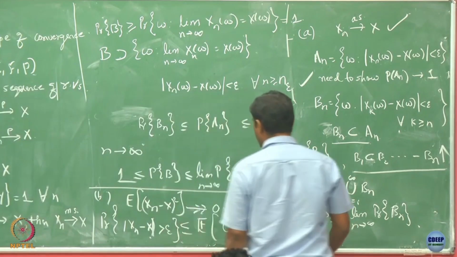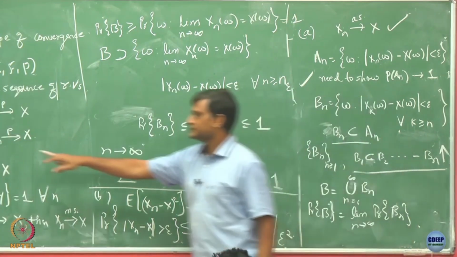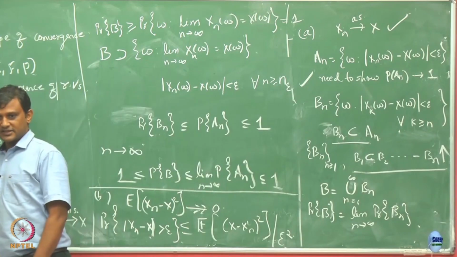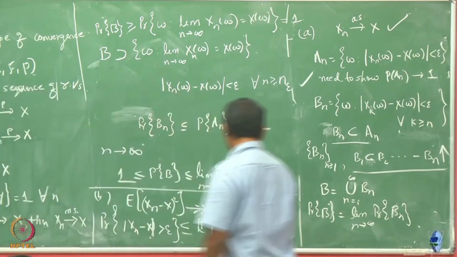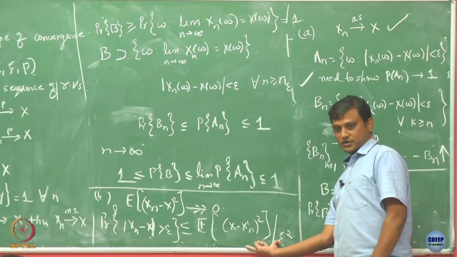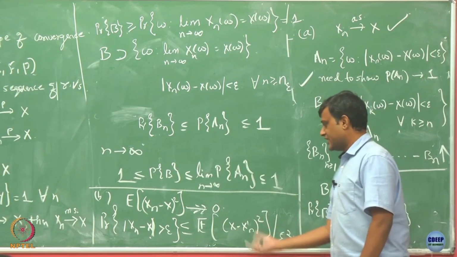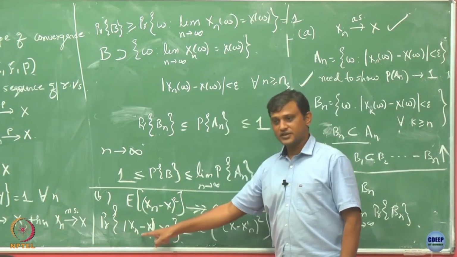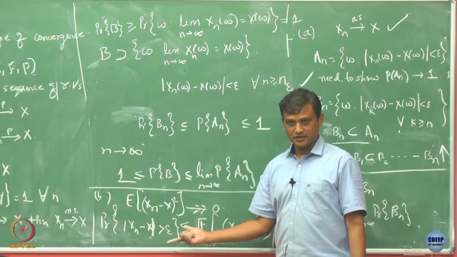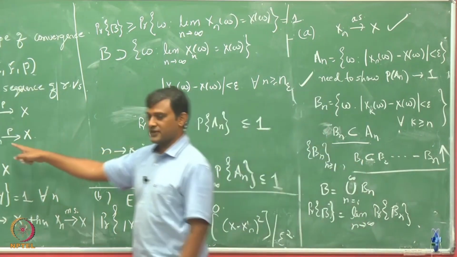And now just apply, if I let n go to infinity, by my assumption that xn converges in mean squared sense, this quantity should go to what? It should go to 0, right, however small your denominator is. If this quantity is 0, what is this probability as n goes to infinity? It is going to be 0, and that is exactly the definition of convergence in probability, right?